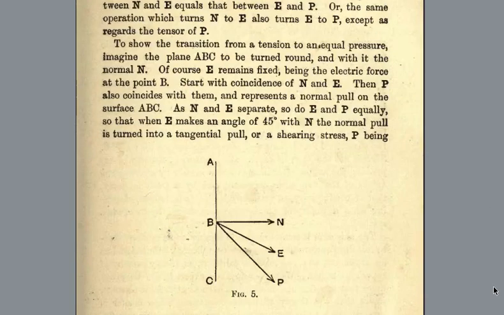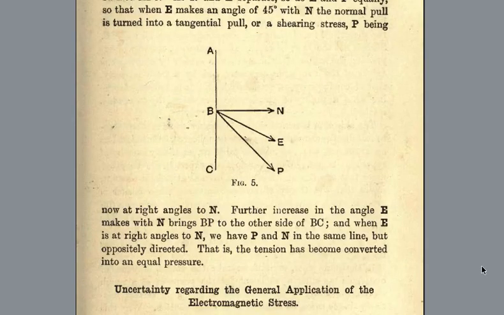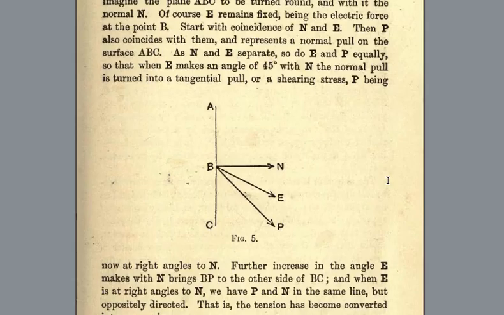Start with coincidence of N and E. Then P also coincides with them and represents a normal pull on the surface ABC. As N and E separate, so do E and P equally, so that when E makes an angle of 45 degrees with N, the normal pull is turned into a tangential pull, or a shearing stress, P being now at right angles to N. Further increase in the angle E makes with N brings BP to the other side of BC, and when E is at right angles to N, we have P and N in the same line, but oppositely directed. That is, the tension has become converted into an equal pressure.